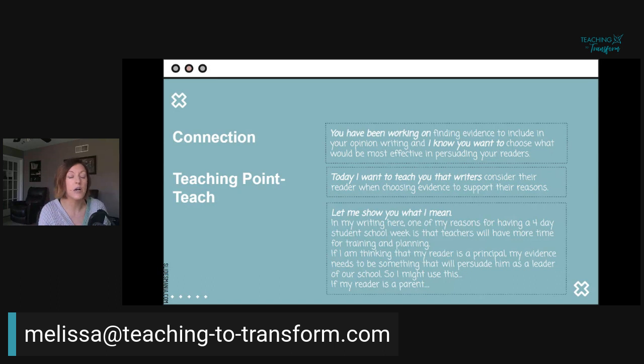Okay, so that's what I'm trying to show them that writers do. This is the skill. But that language today, I want to teach you, and especially saying that writers do this, it's a very great way to get them to zone in on that teaching point.